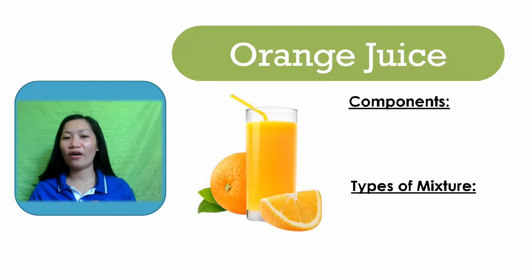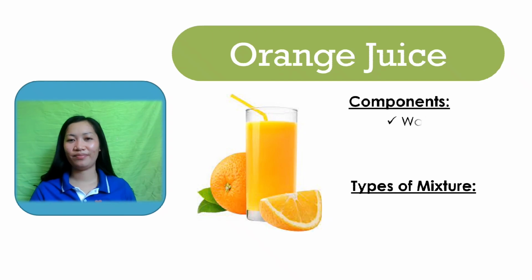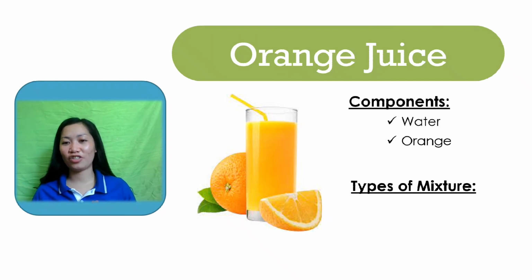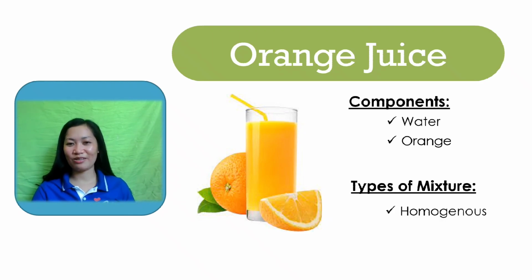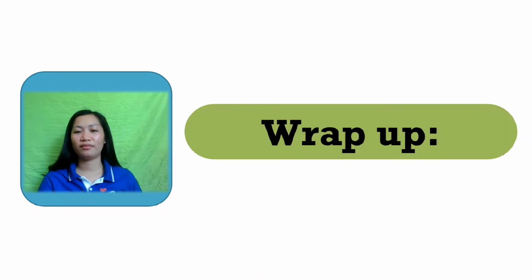How about the orange juice? Okay, we have the water, we have the orange. So what do you call the mixture of the orange juice? Yes, it is a homogeneous mixture. Very good. Okay, we also sometimes add sugar in our orange juice.